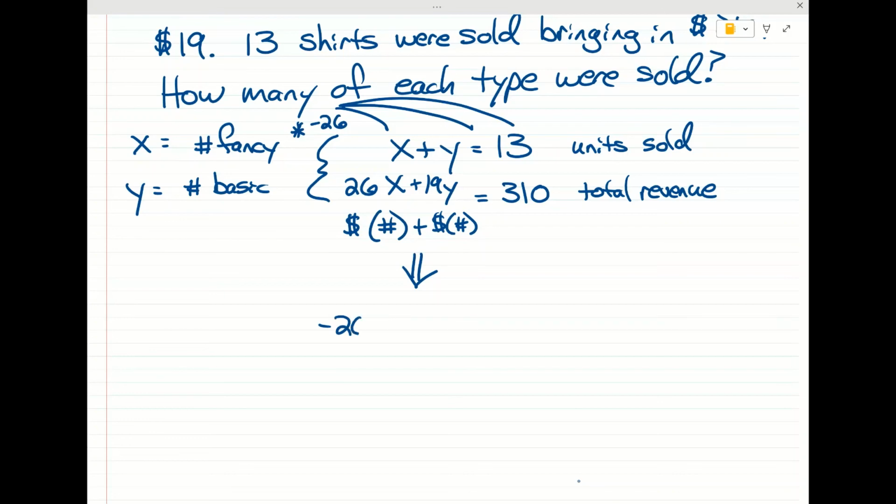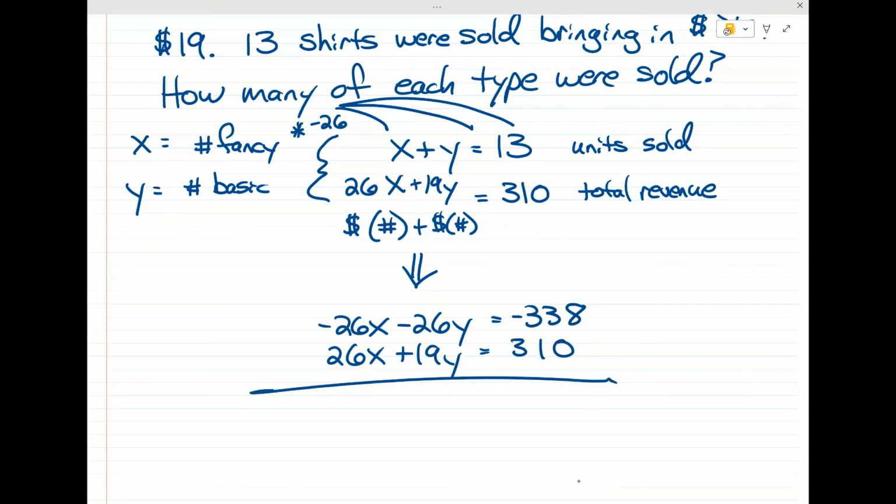This is negative 26x minus 26y is equal to 13 times negative 26, which is negative 338. We did not change the second equation. And now because we have the same number and different signs, we could just cancel these out. Negative 26 plus 19 is just negative 7y. And this would be negative 28. Negative 338 plus 310 is negative 28.